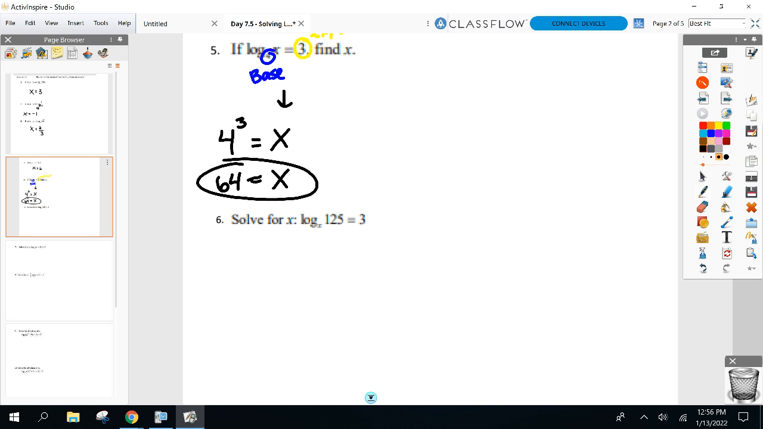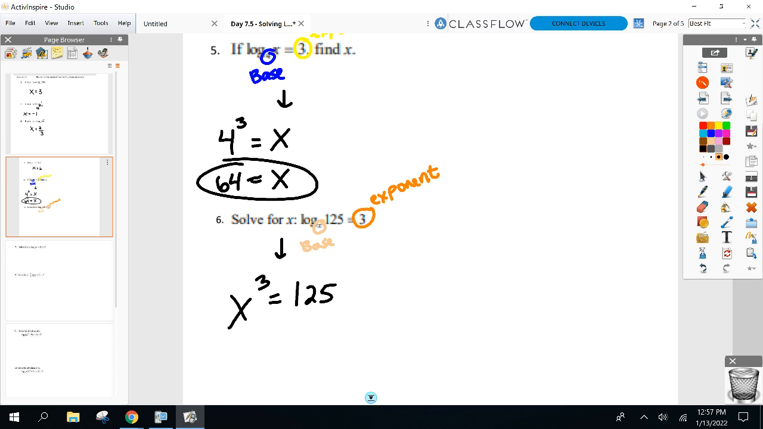Next up, 6. Base. Yep. I'm only going to do this a couple times, but just to get the point across. 3 is your exponent. All right, help me rewrite it now without the log. X to the 3rd equals, okay.